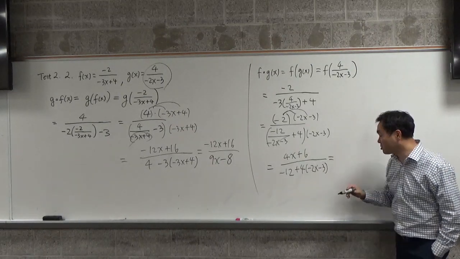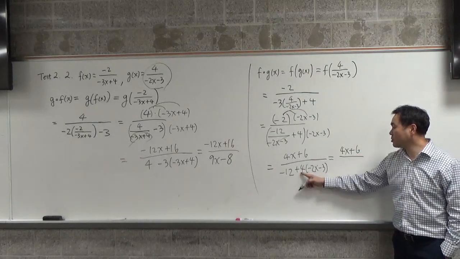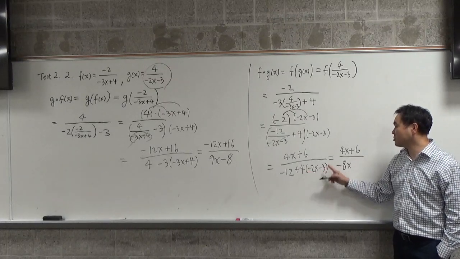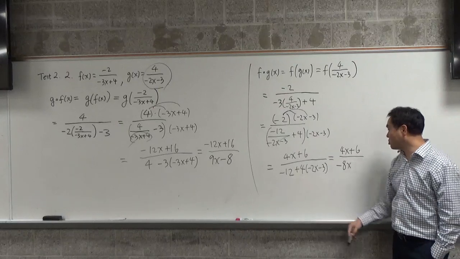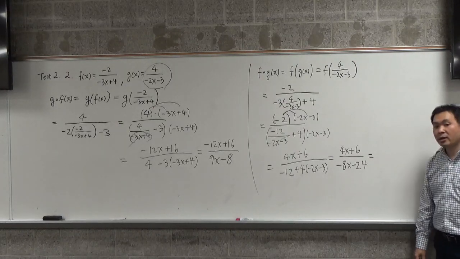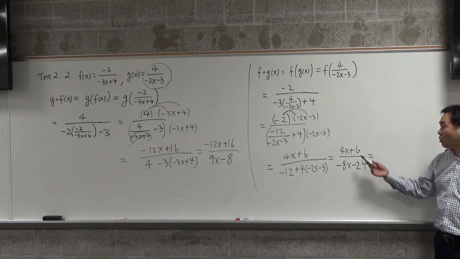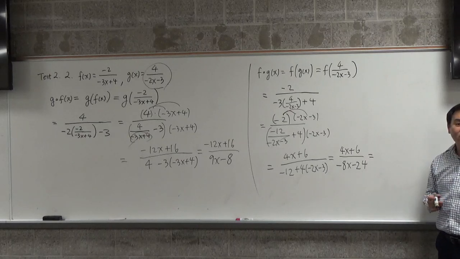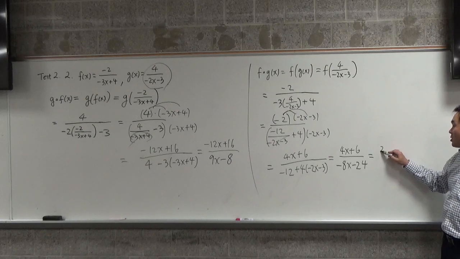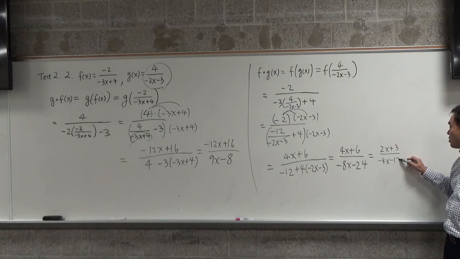Let's see where that leads us. 4x plus 6. And then 4 times negative 2 is negative 8x. 4 times negative 3 is negative 12, and you have another negative 12, so it's going to be negative 24. Normally you would just stop here, but you have to do one more because all of these numbers are even, right? So what could you do? You can divide top and bottom by 2, and you get 2x plus 3 on top, and negative 4x minus 12 on the bottom.